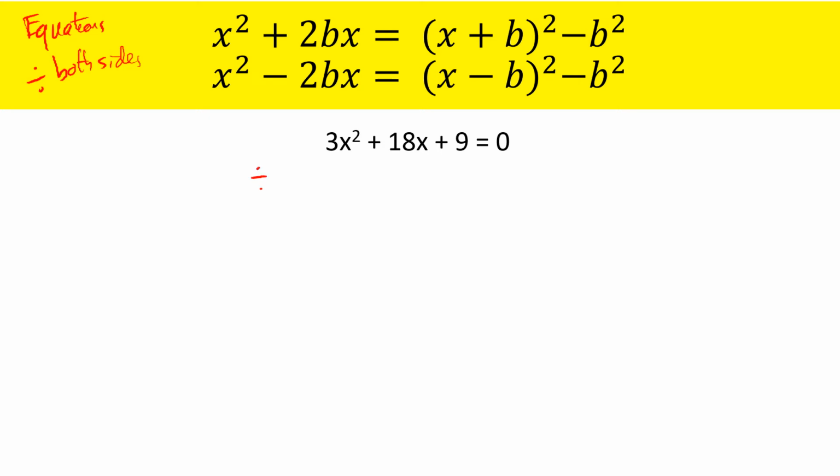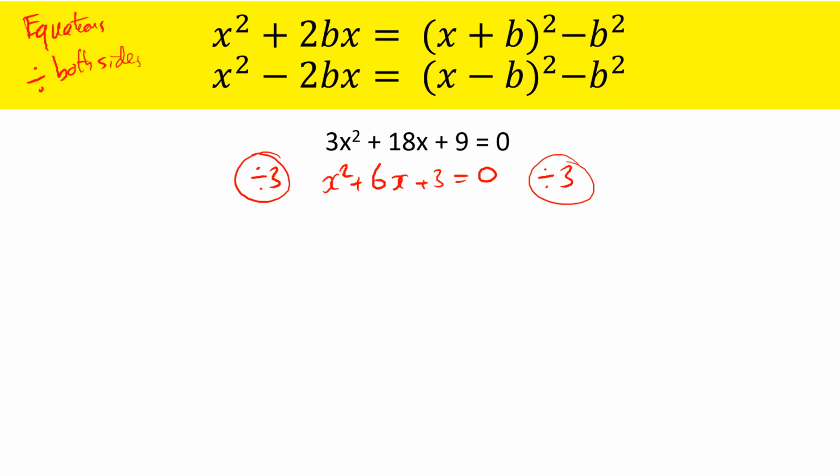So all I'm going to do is divide both sides of this by 3. I'm going to end up with x squared plus 6x plus 3 equals 0. And I can just use that. I don't need to keep that 3 hanging around. That's only when the value needs to be maintained, as it did on the previous slides.